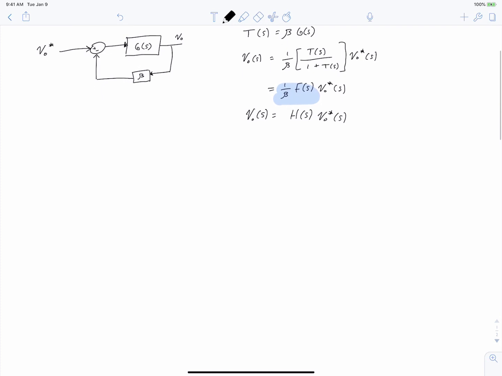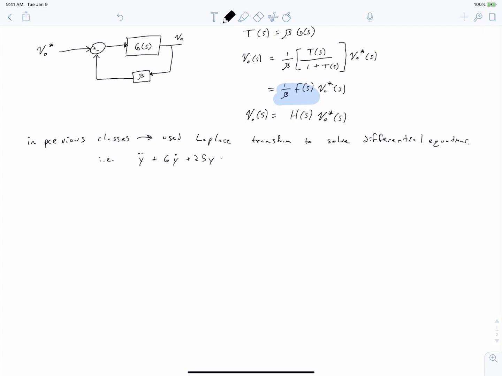And we're going to start by reviewing work that you've done in previous classes. So in previous classes, in a signals and systems class, or in your introduction to circuits class, you learned about the Laplace transform as a way to solve differential equations. So for example, you might have had the equation y double dot, that means the second derivative of y, plus 6 times y dot, plus 25 times y, is equal to some function of your input, where u is an input and y is an output.